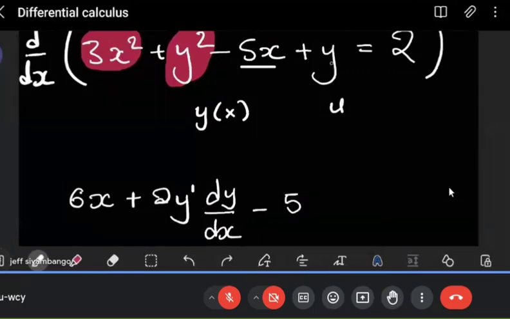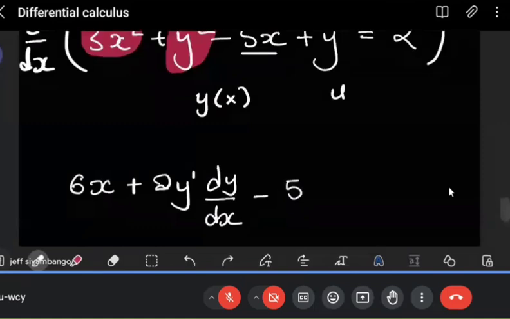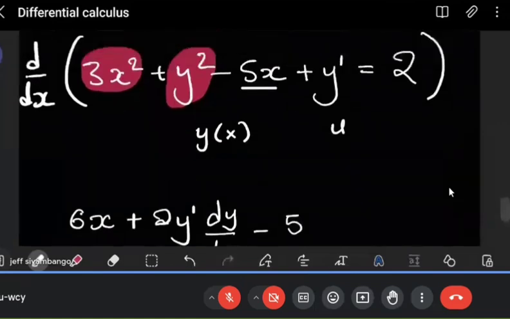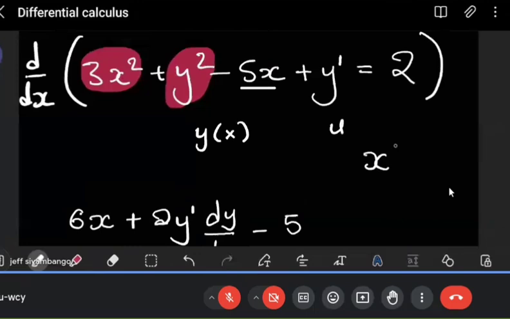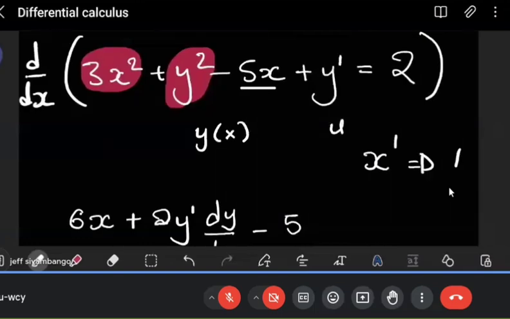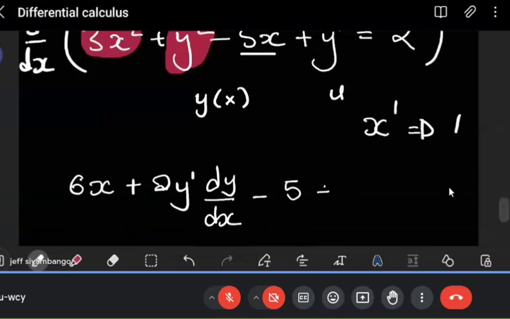Now we see y. So what is the derivative of y? This is y to the power 1. So again, if it were x to the power 1, when you differentiate it, the answer would have been 1. So again, differentiate it as if it is just x. Since this is y to the power 1, when you differentiate it, the answer is 1.